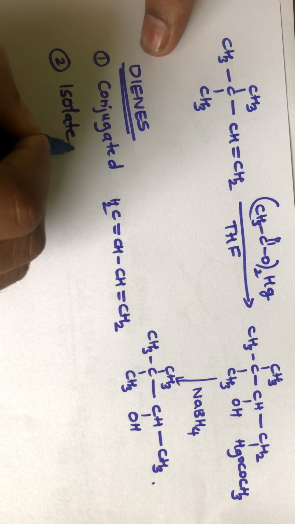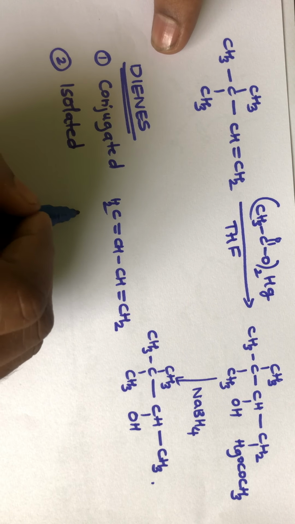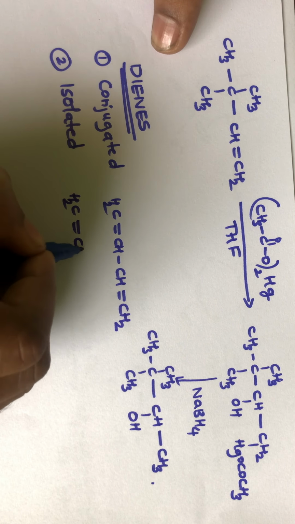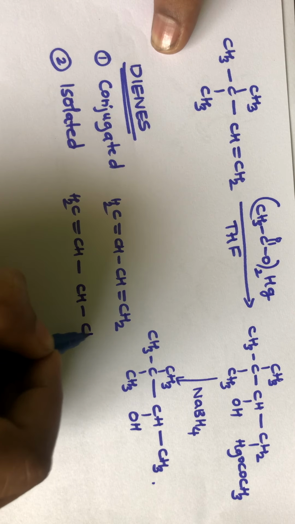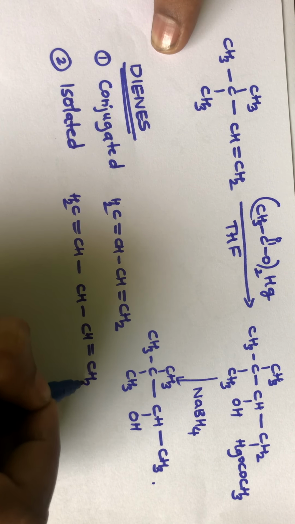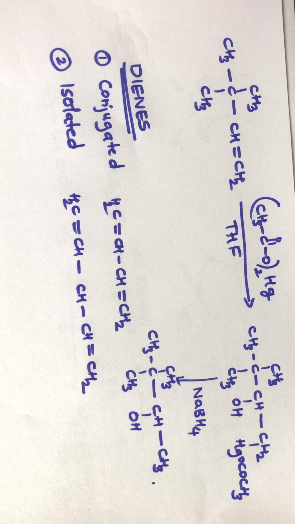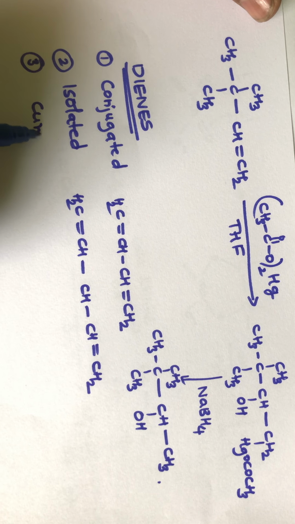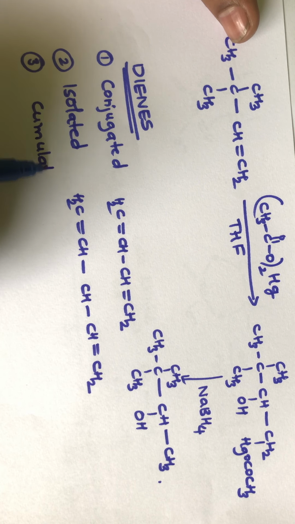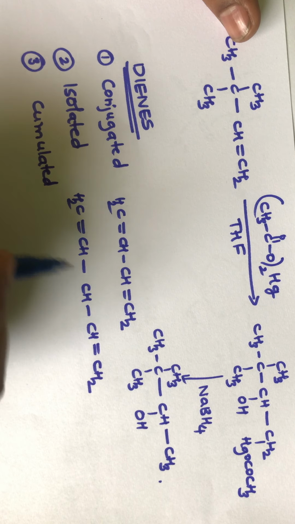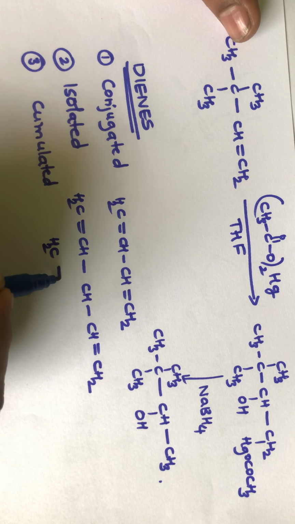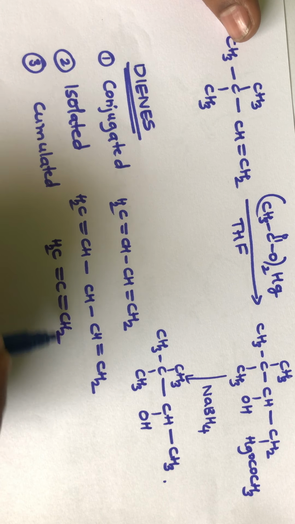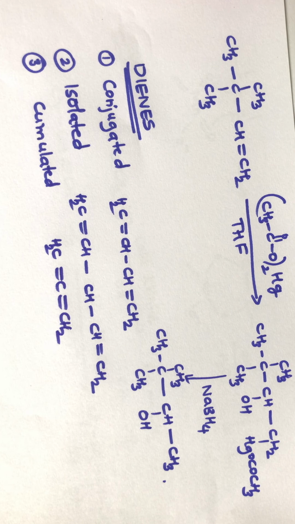Another type of diene is isolated dienes. In isolated dienes, there will be no conjugation. Isolated means there will be a lot of difference between the double bonds. Next one is the cumulated diene. Cumulated diene means it will be CH2 double bond C double bond CH2. That means the double bonds are adjacent. This is cumulated dienes. How to name them?